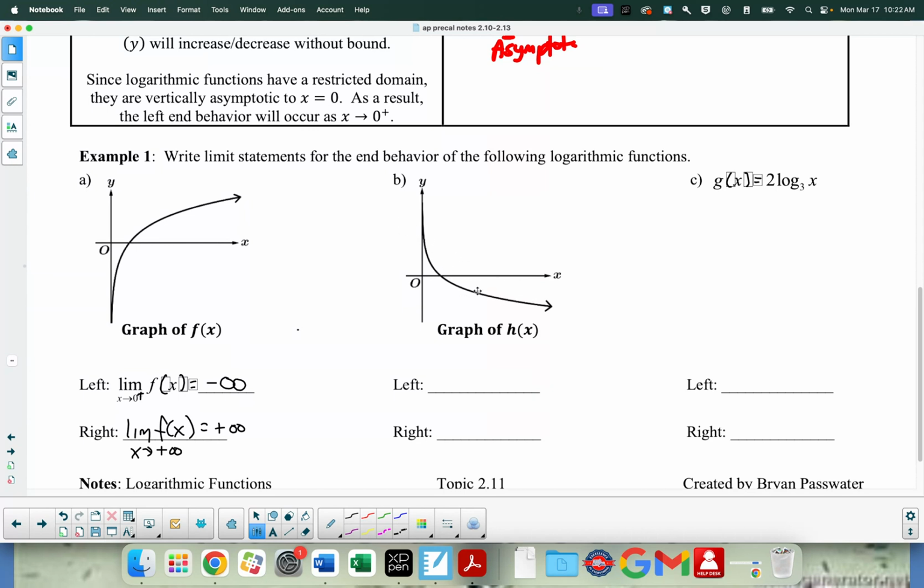All right, so now we have one that's been reflected. So that does not change the left side. So that is going to be the limit of h of x as x approaches 0 from the right is going to be positive infinity this time because it's been flipped over. It's now going up. Okay, and on the right, the limit of h of x as x approaches positive infinity is going to be negative infinity. So again, basically take a look. These are just swapped. If you flipped it over, that's the only thing that happens, is that your end behavior flips over.